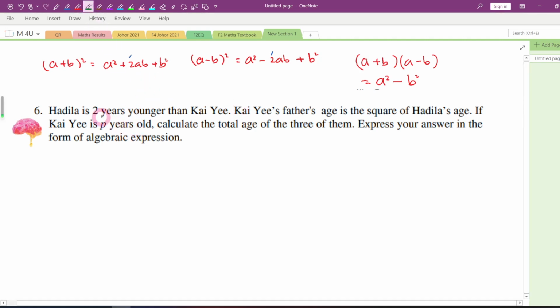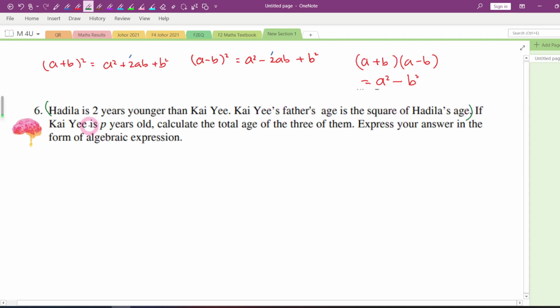Okay, now let me go through with you how I solve these types of questions. Hadila is 2 years younger than Kai. Kai's father's age is the square of Hadila's age. After you read this question, you might get a little bit confused. It's okay, we just forget about this sentence first.